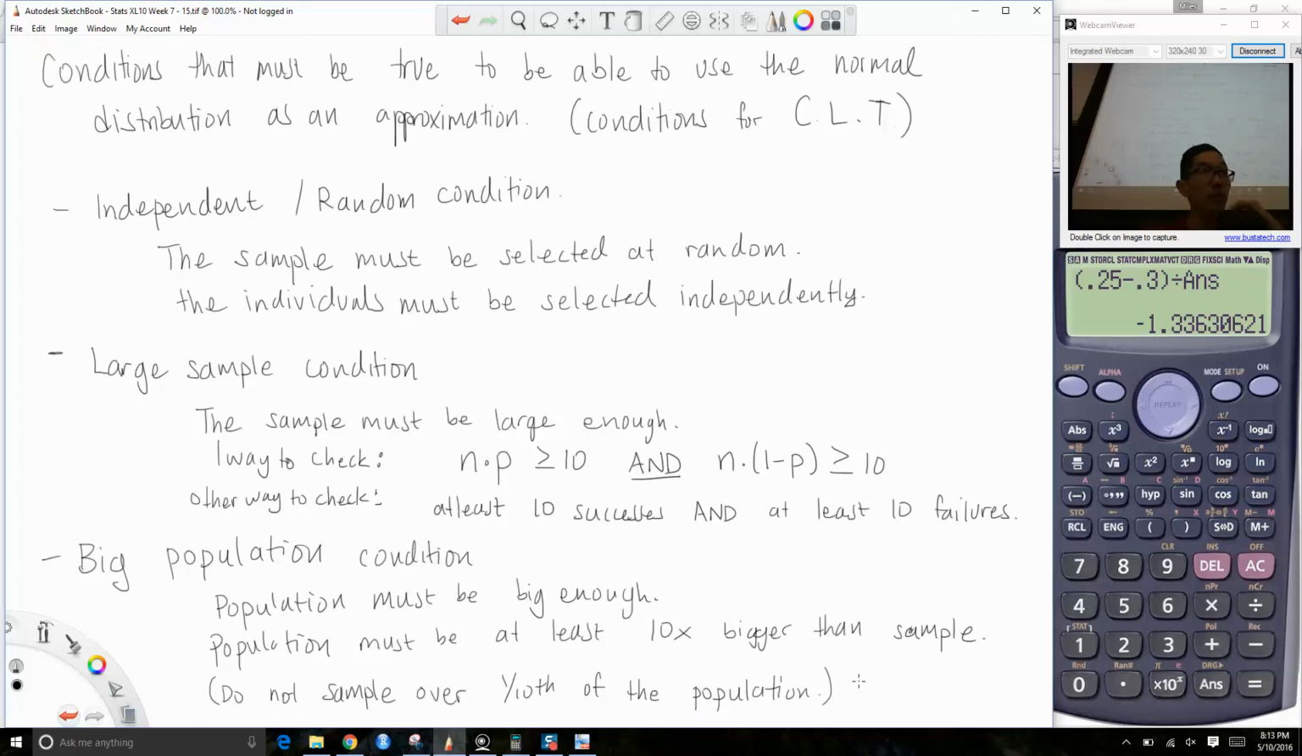What does that say? Do not sample over 1/10 of the population, or 10%, really. 1/10 is 10%. So.